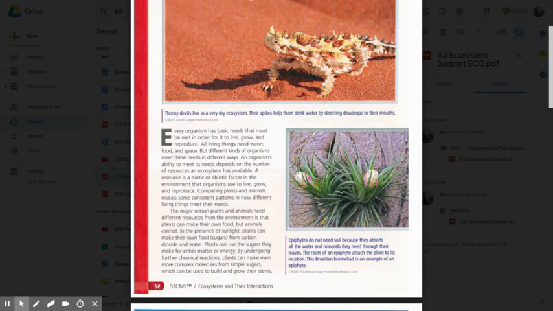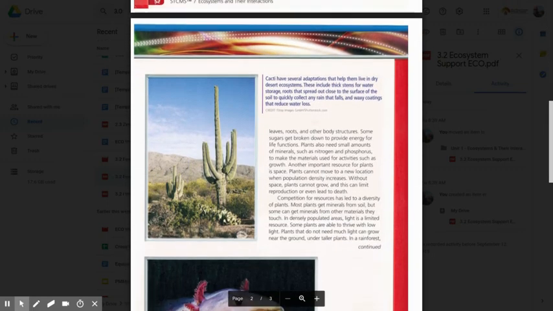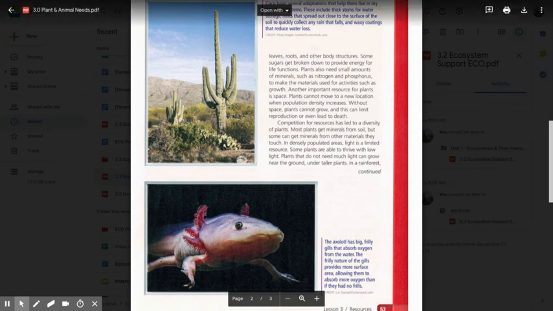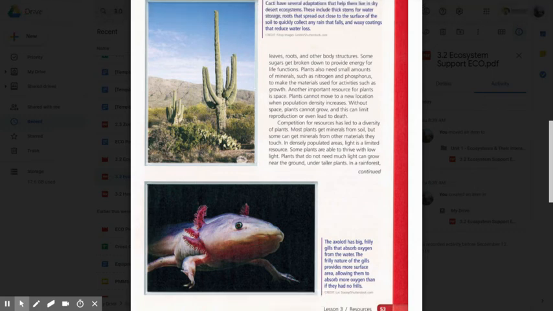build and grow their stems, leaves, roots, and other body structures. Some sugars get broken down to provide energy for life functions. Plants also need small amounts of minerals such as nitrogen and phosphorus to make the materials used for activities such as growth. Another important resource for plants is space.